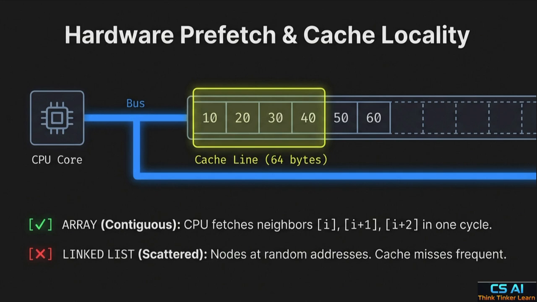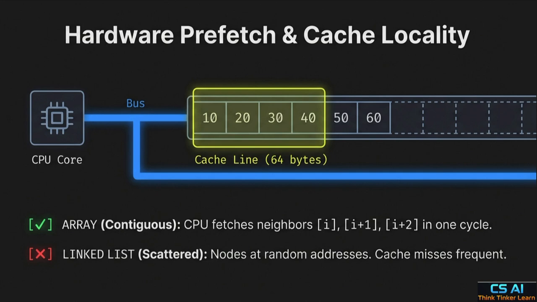High performance software depends on hardware prefetch and cache locality. CPUs are much faster than the RAM they talk to, so they try to anticipate what data you will need next. This is where contiguous memory becomes a massive advantage. When a CPU core requests a single byte from an array, it does not grab just that one byte. It fetches an entire cache line, which is usually 64 bytes of data from the memory bus.